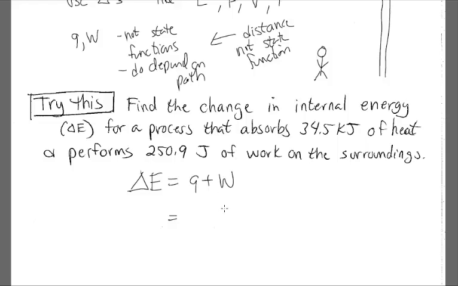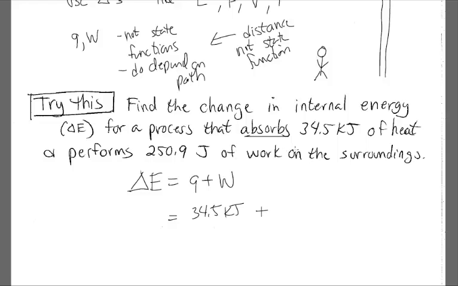And remember that heat is defined as what the system takes in. So the system does absorb heat. The word absorbs tells you that Q is positive. So we have 34.5 kilojoules for heat. It's positive.